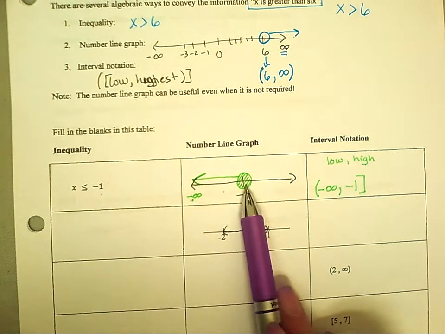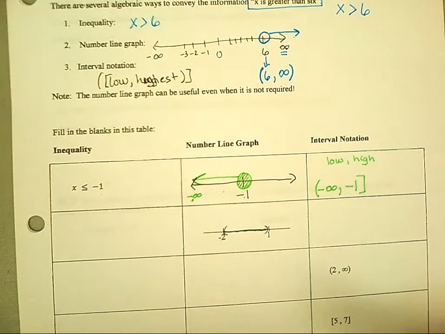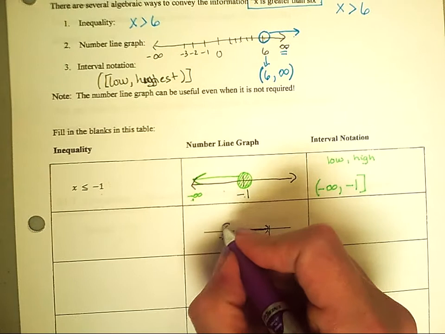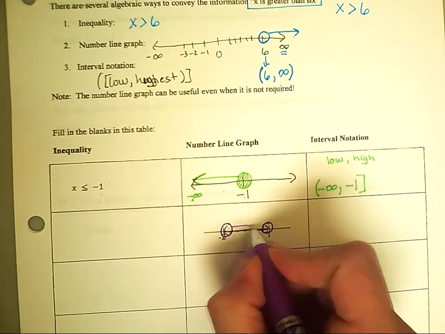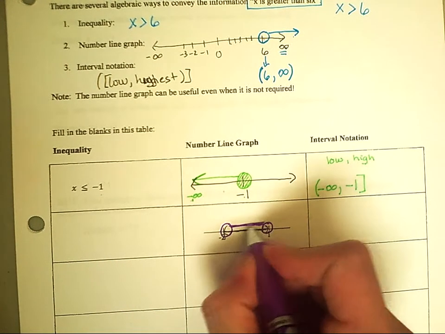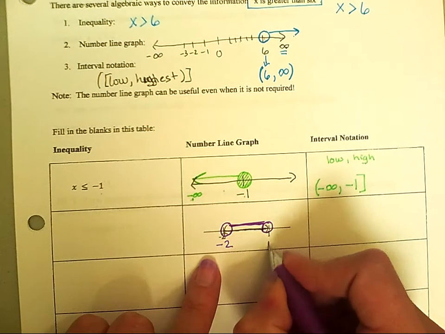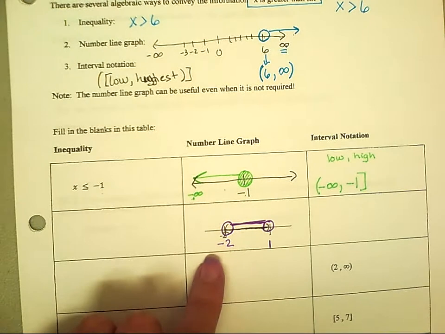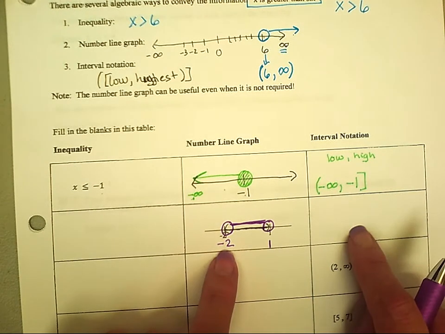Now, I like to use open and closed circles because I think they're easier to read. You can use parentheses here, and parentheses represent those open circles, but I prefer the open circle. I think it's much clearer. So let's say now this is -2 to 1. Once you have the number line, it's very easy to write the interval notation.